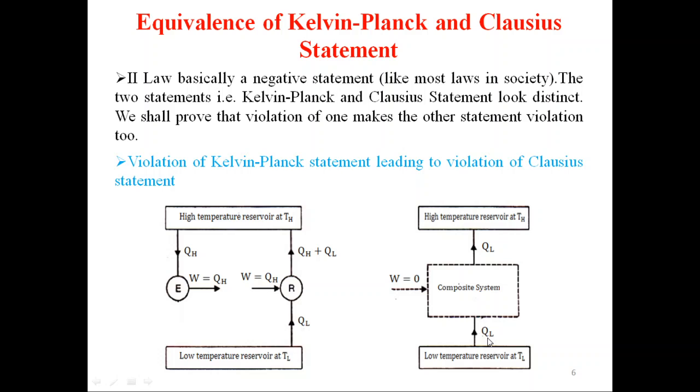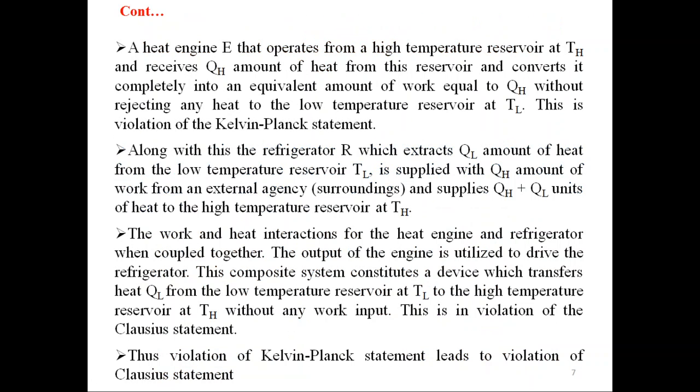So we are supplying heat from a low temperature body to a high temperature body without any type of work input. So this is the violation of Clausius statement. That means at the starting we have assumed violation of Kelvin-Planck statement, and this leads to violation of Clausius statement. Thus we can say violation of Kelvin-Planck statement leads to the violation of Clausius statement.